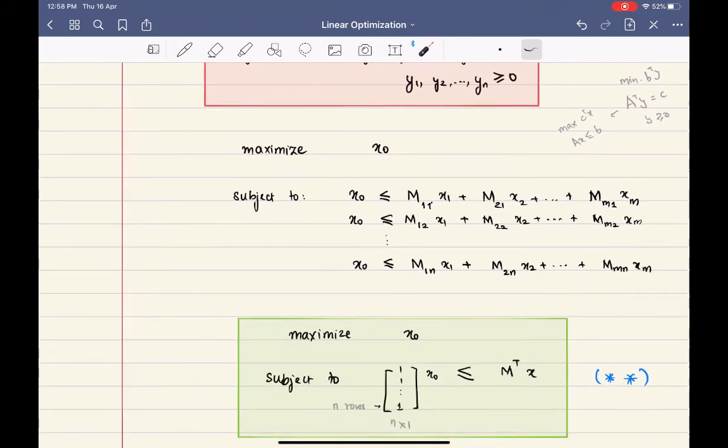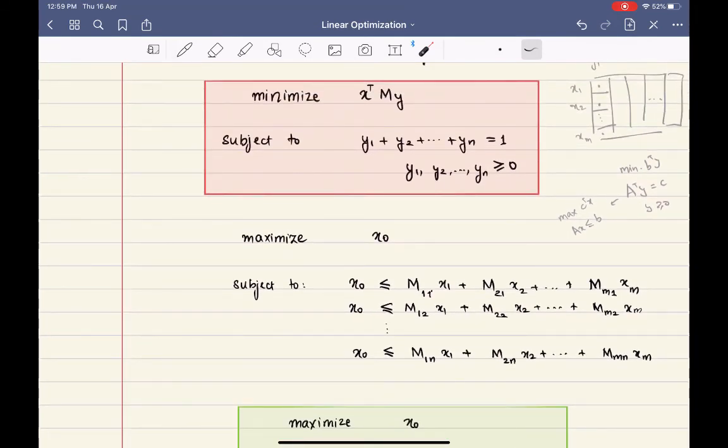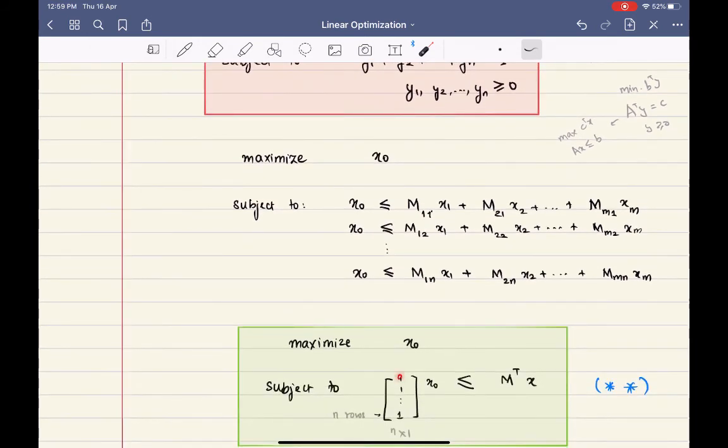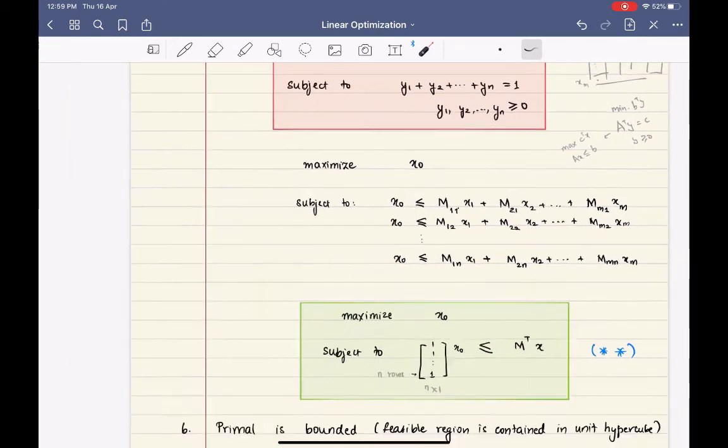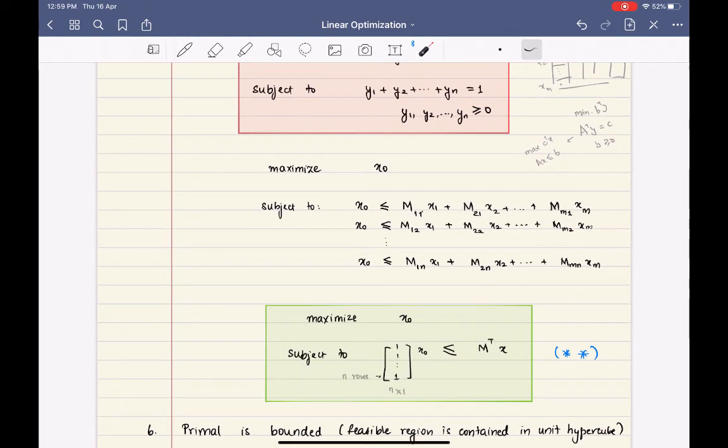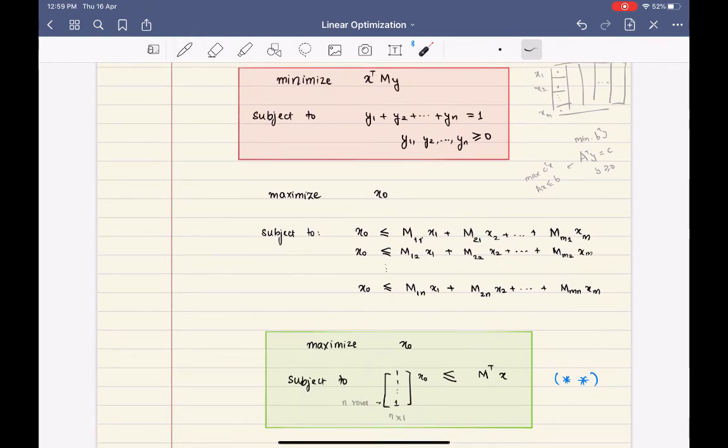So we can write it in this way. The matrix here, see here the A transpose was 1, 1, 1, 1, 1. So A is actually an n cross 1 column matrix. So this times x0 is less than or equal to m transpose x. Okay, so this is the dual of this. So fortunately we have a maximization problem.